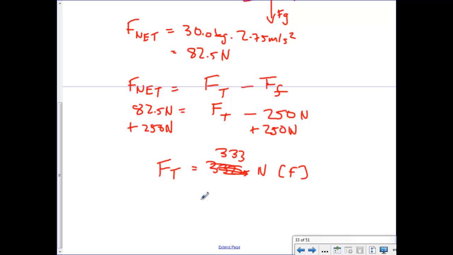Does that make sense so far? This example here kind of worked from the other perspective. I started by finding the net force. I then used the net force to figure out how much actual applied pulling tension force there was, by just adding on the friction, because we need to compensate for the friction, if that makes sense.